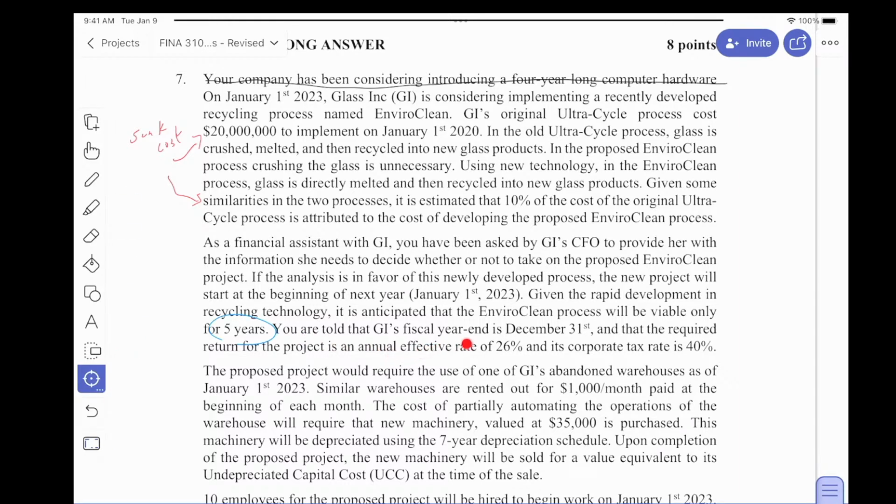You are told that GI's fiscal year end is December 31 and that the required return for the project is an annually effective 26% and its corporate tax rate is 40%. So this is going to be the required rate of return. It's very high, right? Higher than we've seen. So we need all those pieces.